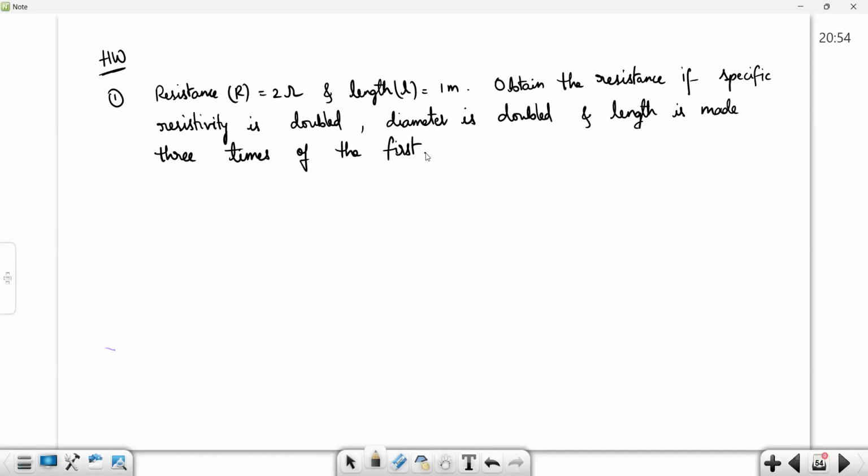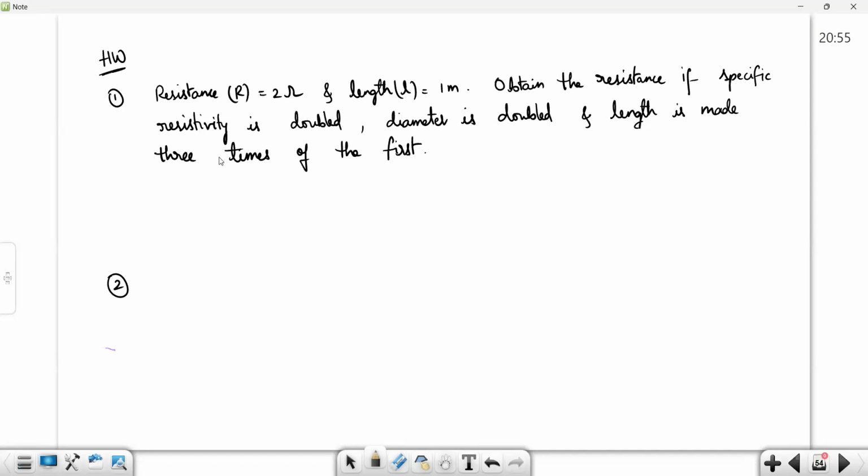That means what will be the length? Length will be 3 times of the first, means initially it is 1 meter, now it will be 3 meters. Okay, that will be the length. And what is the resistivity? You have to go with resistivity, find what is the thing, and finally you find the resistance. This will be a very good question for GATE and also TNEB. I have given mixing 2 or 3 questions in this only.